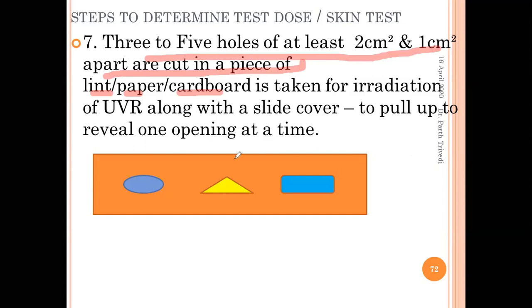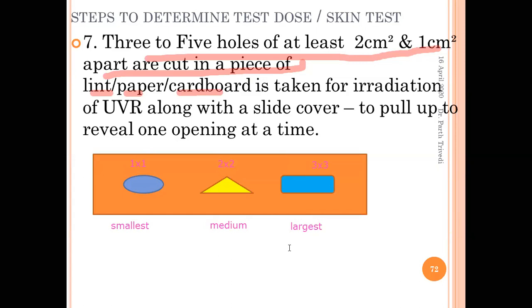Okay, so what we are doing, if this is 2 into 2 centimeters, then this will be 1 into 1 centimeter, and this will be 3 into 3 centimeters. So this circle is the smallest, triangle is medium, and the rectangle is your largest part.